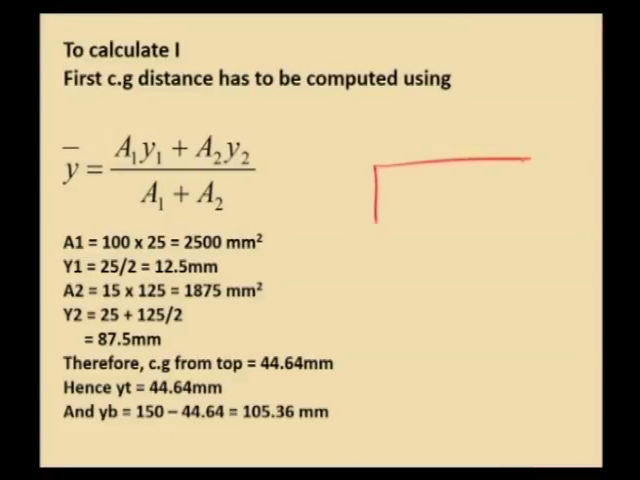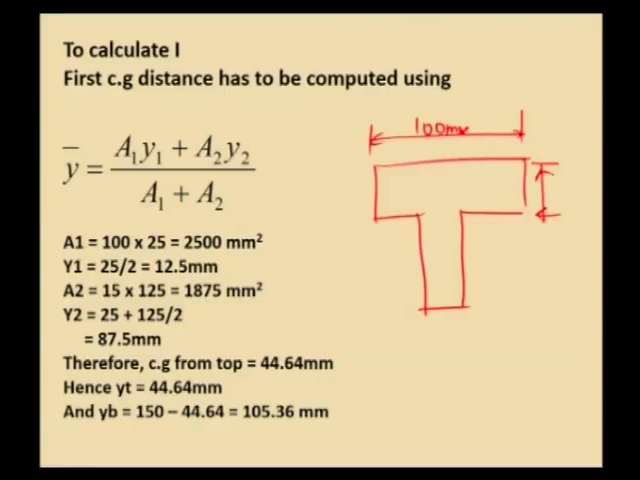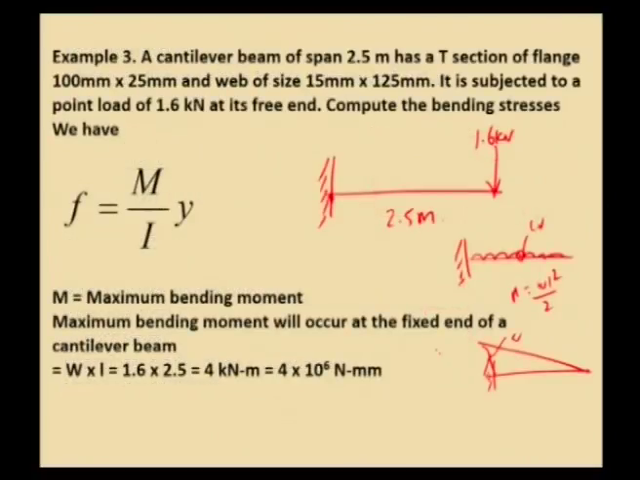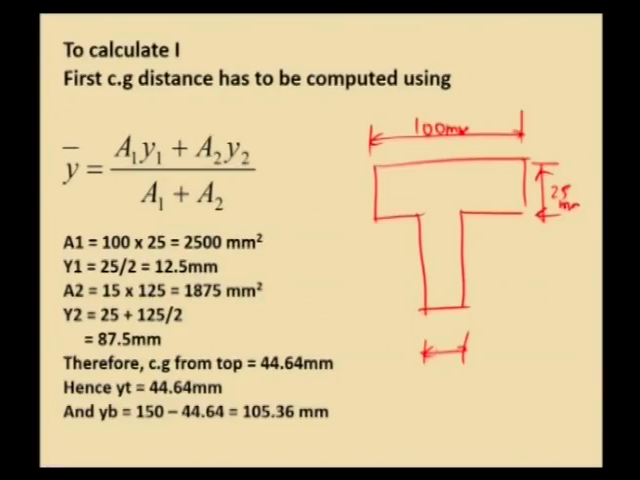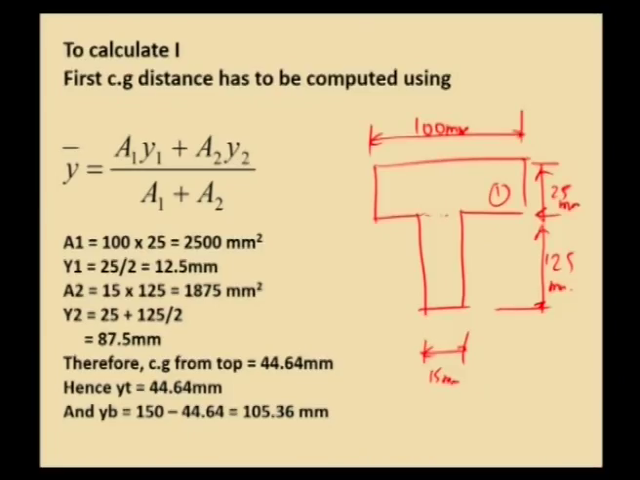Then moment of inertia. So, we have been given a T section. The flange width is given as 100 mm and the flange thickness or flange depth is given as 25 mm, and the web is of size 15 mm by 125 mm. Before computing the moment of inertia, first the centroidal distance needs to be computed using the formula A1 y1 plus A2 y2 by A1 plus A2, by dividing the given compound section into 2 elements.